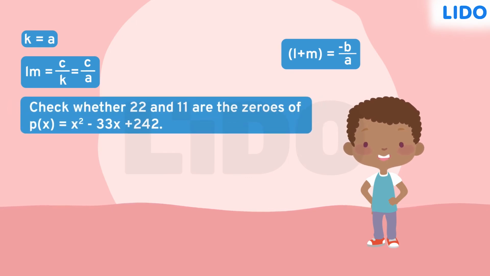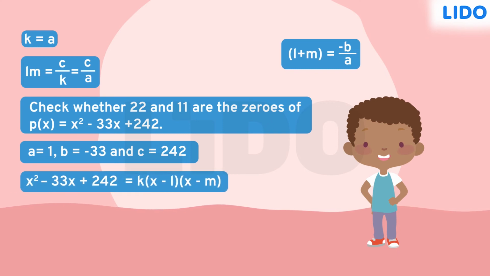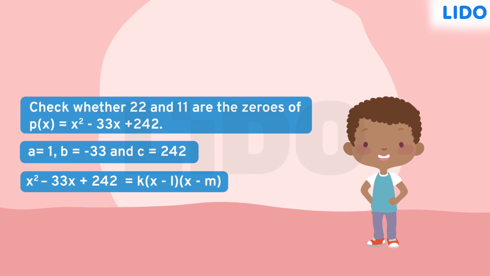In this quadratic polynomial, a is equal to 1, b is equal to minus 33, and c is equal to 242. Let's assume the factorized form of the polynomial to be k times (x minus l) multiplied by (x minus m).